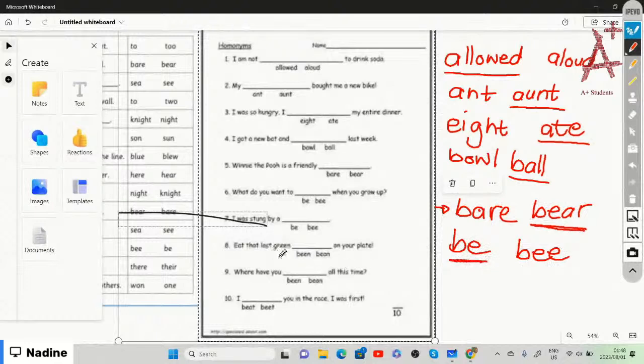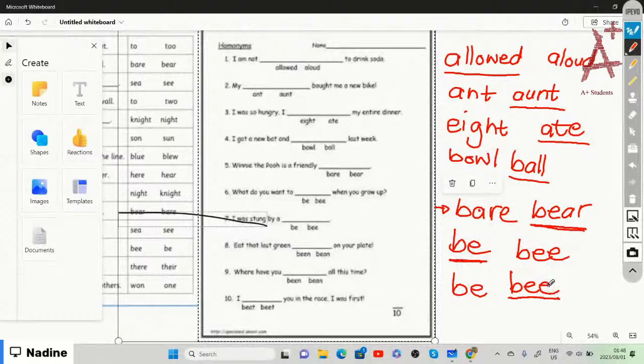Number seven is, I was stung by a bee. So number seven is, I was stung by a bee. We need to choose between be, which is BE, or BEE. All right, so we will choose BEE.